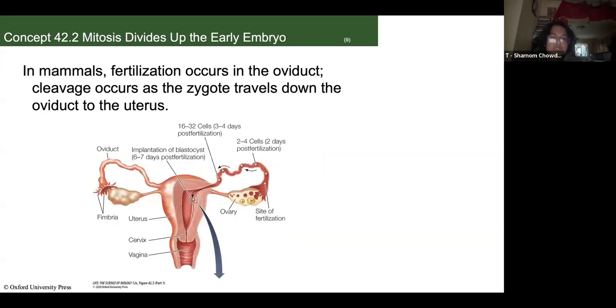In mammals, fertilization occurs in the oviducts. So here is where fertilization occurs. Here is obviously the ovary. It releases the egg. Sperm travels through here and then comes here, and that's where fertilization would occur. Then eventually the zygote would travel down the oviduct into the uterus, and that's when the zygote would start to mature. Like it says here, site of fertilization, and then it slowly travels down into the uterus.